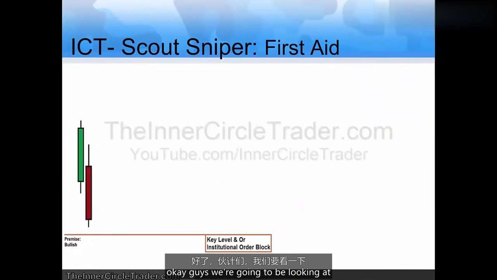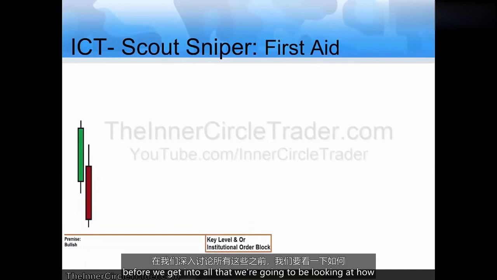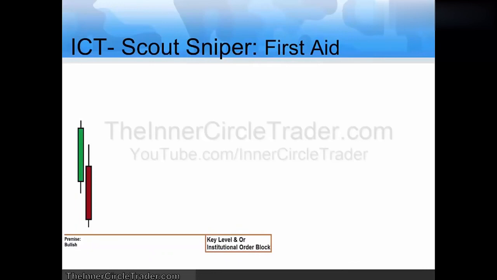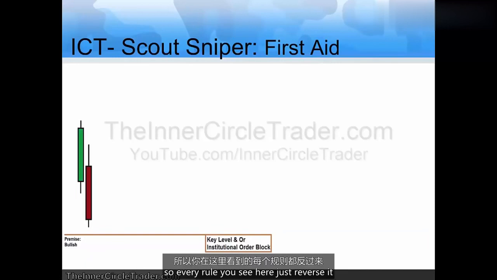Okay, guys, we're going to be looking at how stop loss placement is utilized in your trading. We're going to be looking at how risk percentage is an important factor to your trading. But before we get into all that, we're looking at a bullish scenario here. Everything we talk about in this example can be flipped 180 degrees, and you'll see the opposite for selling scenarios. So every rule you see here, just reverse it, and you'll get the understanding for selling short in the market and how to control your stops.